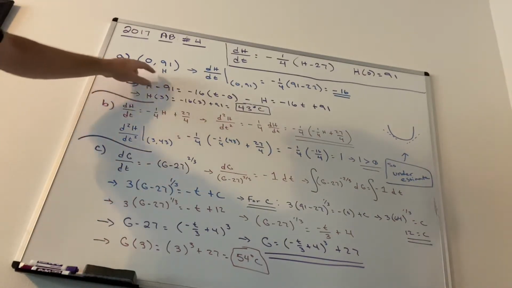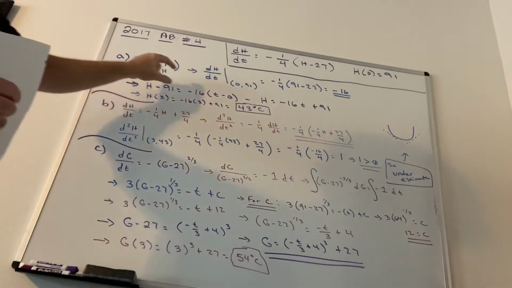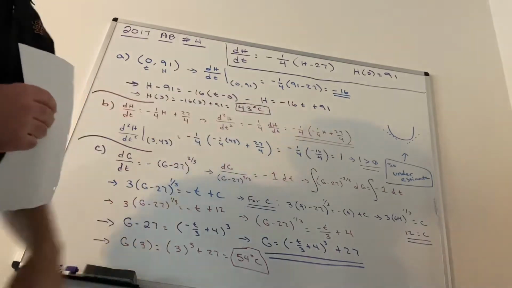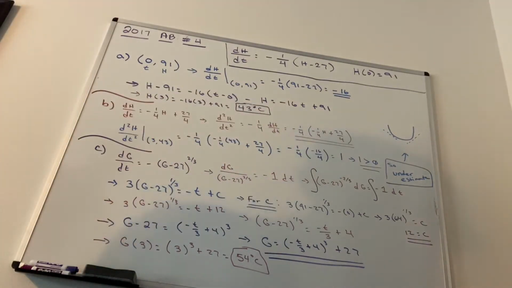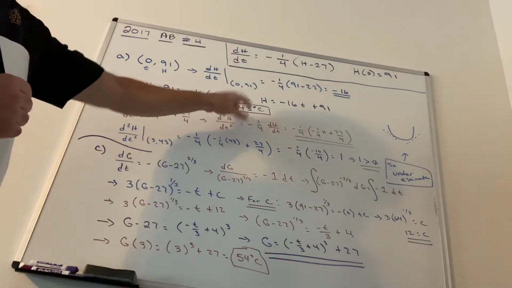So here's my tangent line, and I just use h's and t's instead of x's and y's because those are the variables. That's not a big deal. Then this cleans up to h equals negative 16t plus 91. You're supposed to use that to approximate the internal temperature at time 3. Just plug a 3 in wherever you see t. Evaluate it, 43 degrees Celsius.